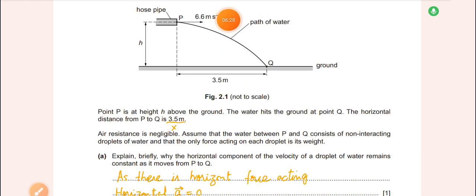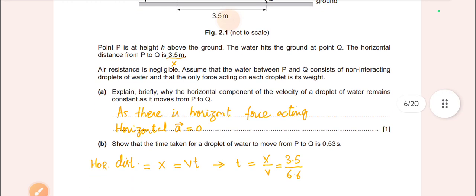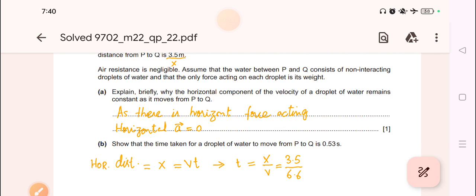Now moving onward, it says the air resistance is negligible. Assume the water between P and Q consists of non-interacting droplets of water and that the only force acting is the weight, gravity. Explain briefly why the horizontal component of velocity remains constant as it moves from P to Q. The reason is because there is no horizontal force acting on the object. The only force is weight, which is a vertical force. There is no horizontal force acting, so the horizontal acceleration is zero. Acceleration is rate of change of velocity. That is why the horizontal acceleration will be zero.